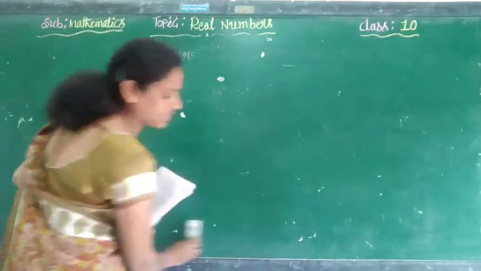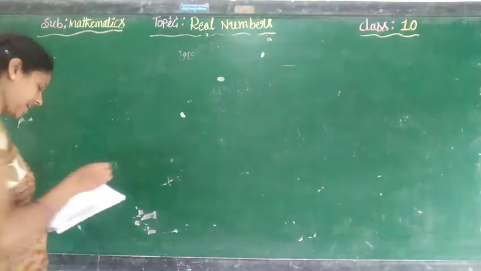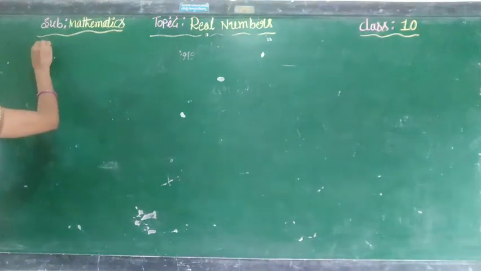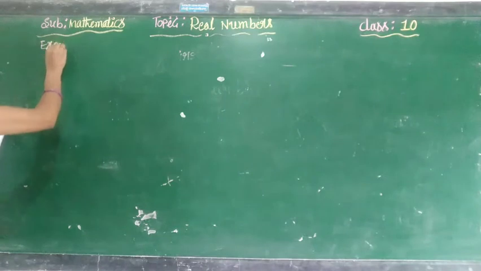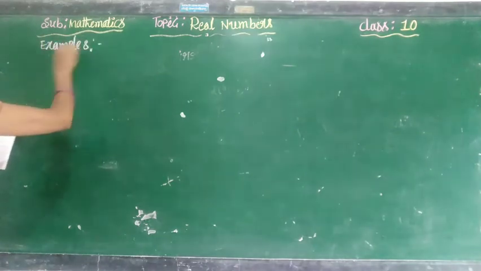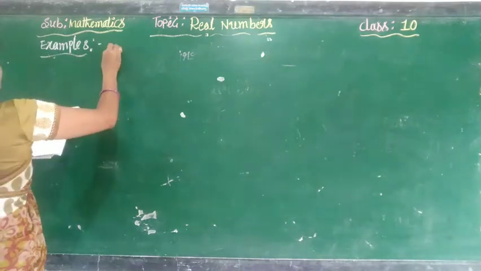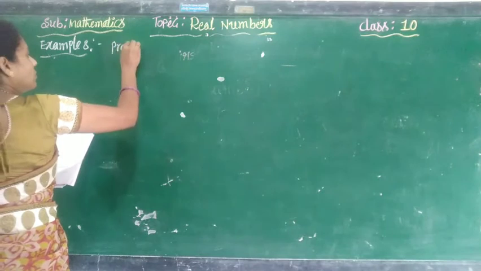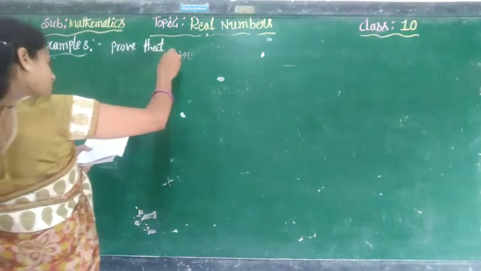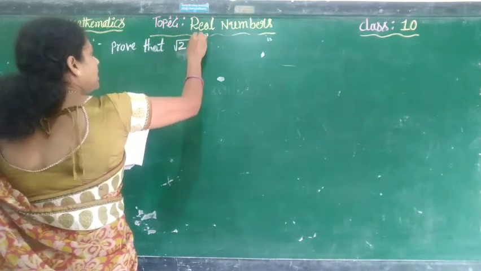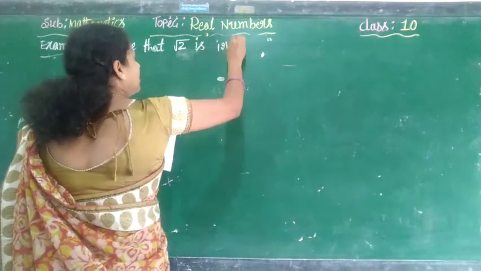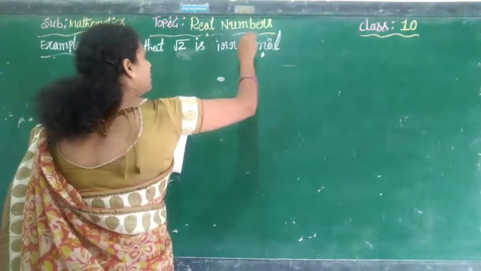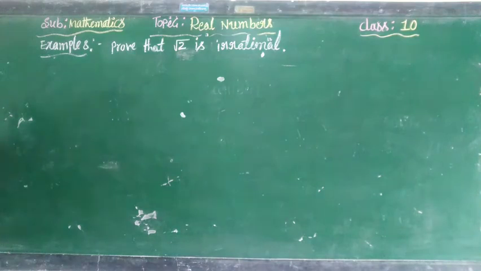Example 8. Root 2. Prove that root 2 is irrational. Root 2 is irrational. So, proof.